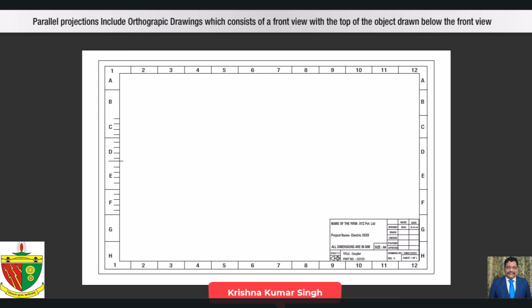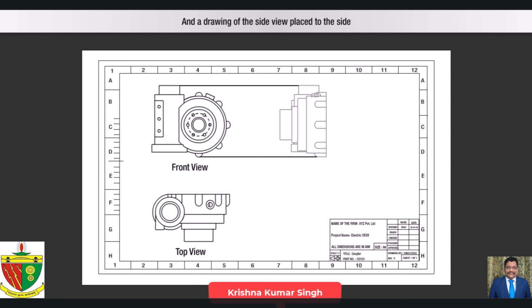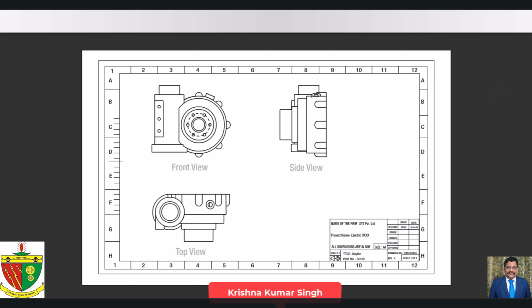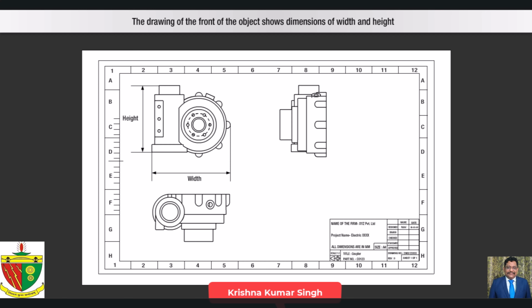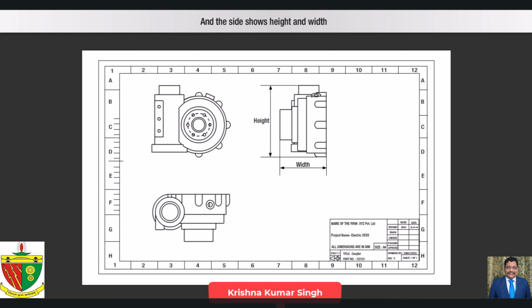Parallel projections include orthographic drawings, which consist of a front view, with the top of the object drawn below the front, and a drawing of the side view placed to the side. Note, these drawings are drawn in either parallel or perspective projections. The drawing of the front of the object shows dimensions of width and height. The drawing of the top shows width and depth, and the side shows height and width.